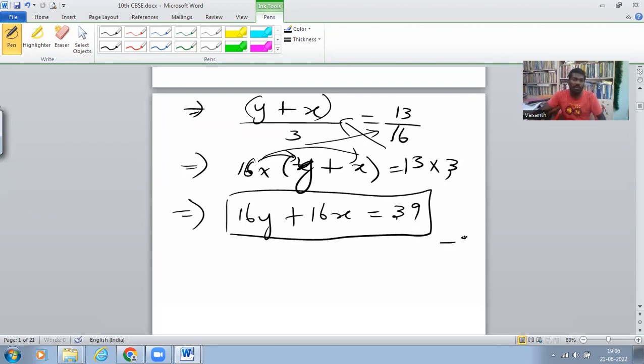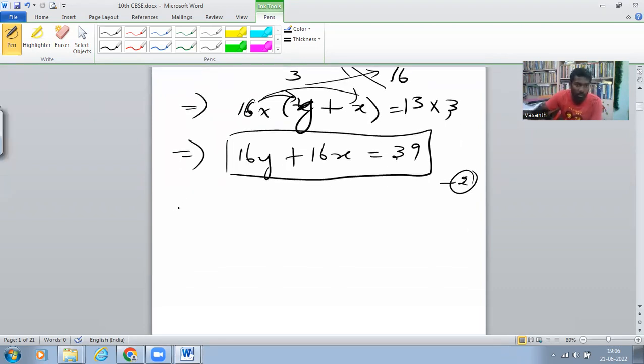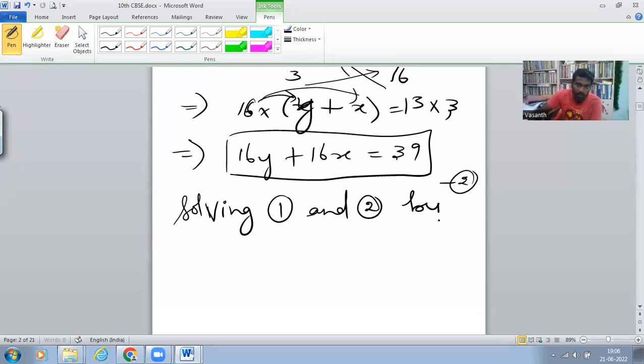So this is equation number 2. Now we have to solve these two equations to find the values of x and y. First, I'm going to solve these two equations by the elimination method. So now, solving 1 and 2 by elimination method. Listen, I'll write it here. Solving 1 and 2 by elimination method.